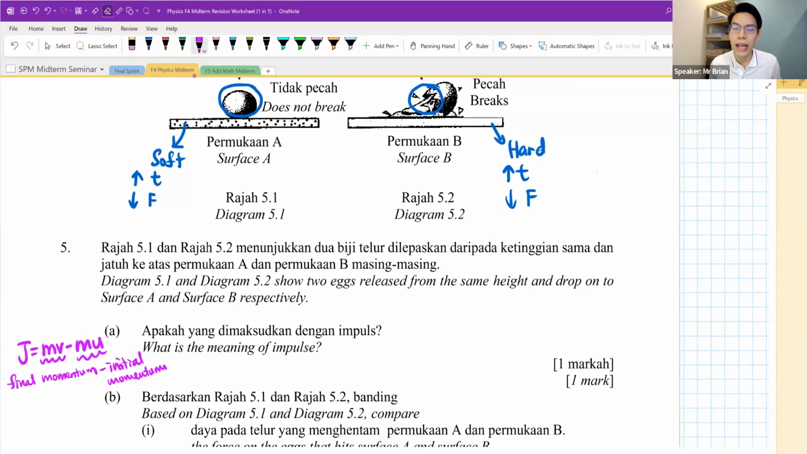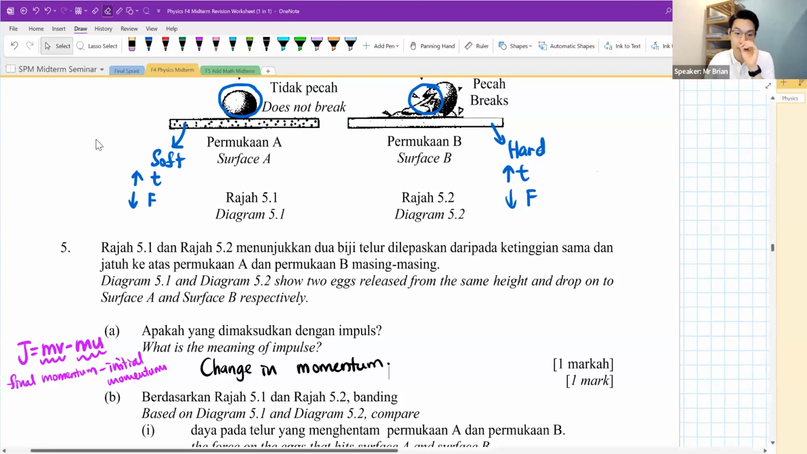When you take final minus initial like this, can we all agree that it is just looking for how much the momentum has changed? That is the meaning of impulse. Okay, change in momentum.